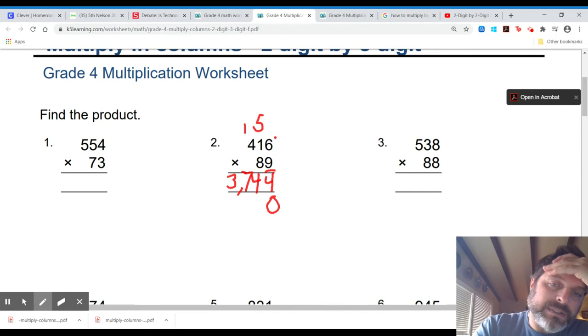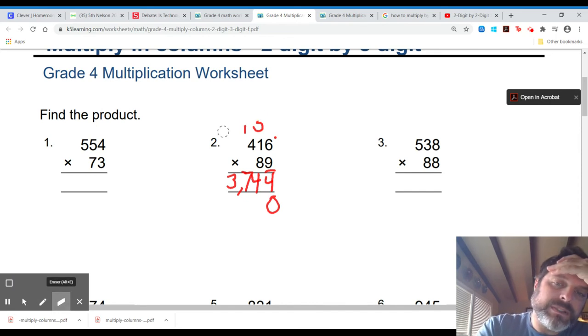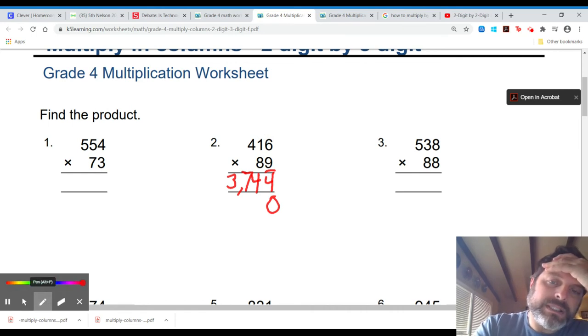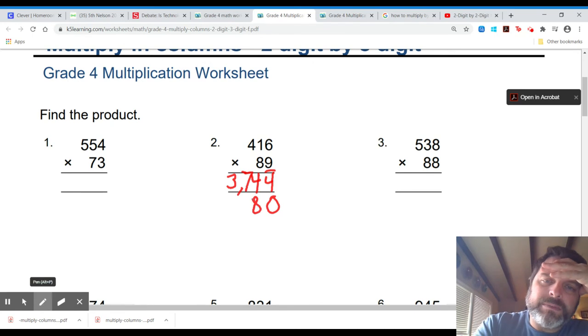do 8 times 6. And wait, before I do this, I want to erase all this so I have room to write. So I'm going to do 8 times 6. And 8 times 6 I know is 48. And I'm going to put an 8 here. And I'm going to carry the 4. Now I have 8 times 1, which is 8, plus 4, 8, 9, 10, 11, 12, 12. And I'll carry the last one. And then my last one is 8 times 4, and I know that's 32, plus 1 is 33.